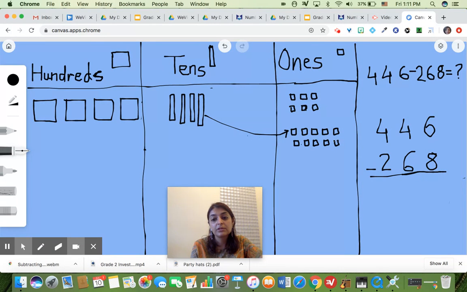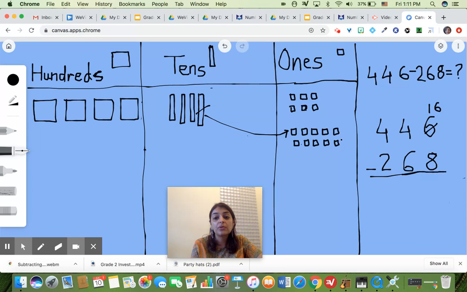So since one of these tens has been regrouped, I'm going to cut it out. That'll help me remember that this ten has been regrouped. So now in total we have 16 ones. So I'm going to write down 16 here. The next step is that we need to subtract 8 ones.